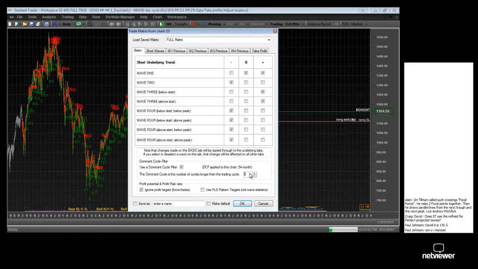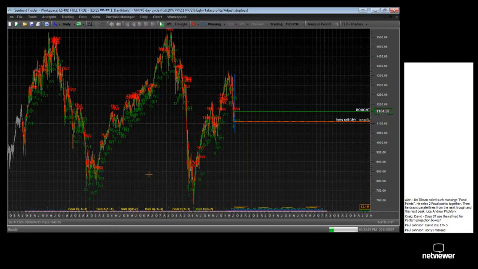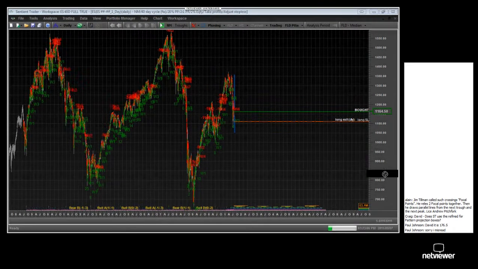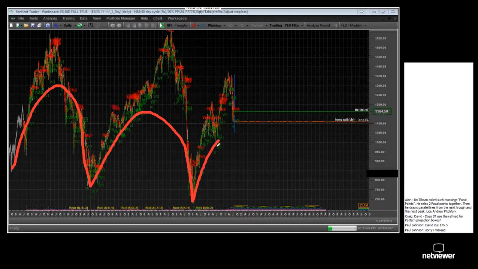Now, let me quickly talk about the dominant cycle filter. The dominant cycle filter is on the Sentient Trading Matrix page. You can see you can use a dominant cycle filter, and it says that at the moment the dominant cycle filter applied to the chart will be the 40-day, and we recommend using at least 2 cycles longer, if not longer. So 3 cycles or 4 cycles longer than your trading cycle. My current trading cycle is the 40-day cycle. How does this work? The dominant cycle filter is used to basically take into account exactly what we're seeing on this chart over here. And let me show it to you.